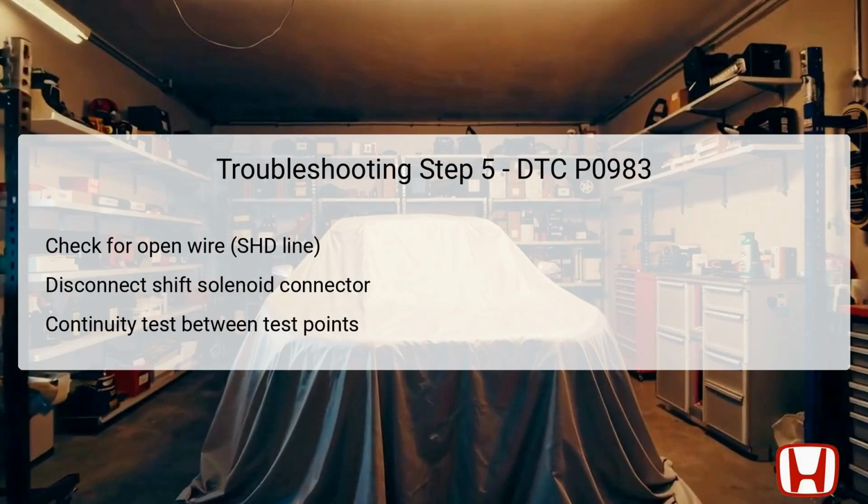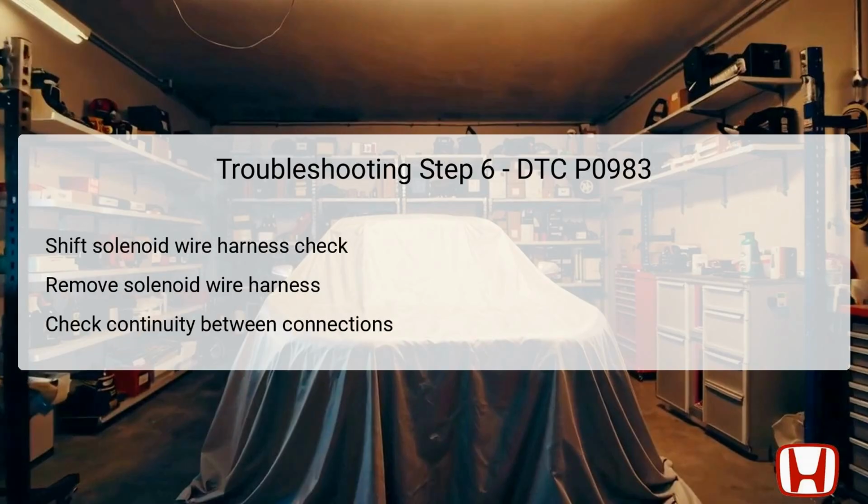This involves measuring between the pink wire at the shift solenoid 8-pin connector number 5 and the pink wire at PCM connector C number 32. If continuity is present, the wiring is intact. If not, it confirms an open circuit in the SHD wire, indicating a need for repair between the shift solenoid wire harness and the PCM.